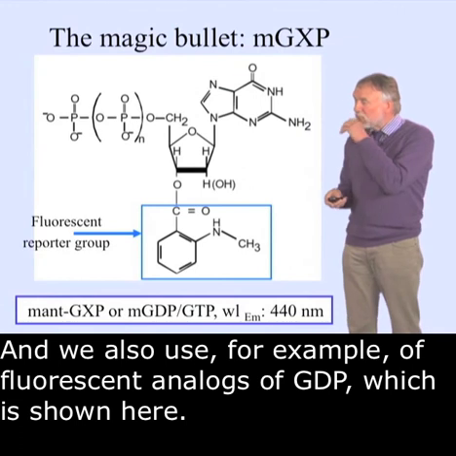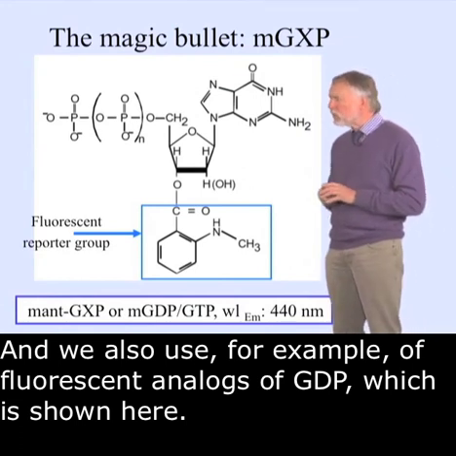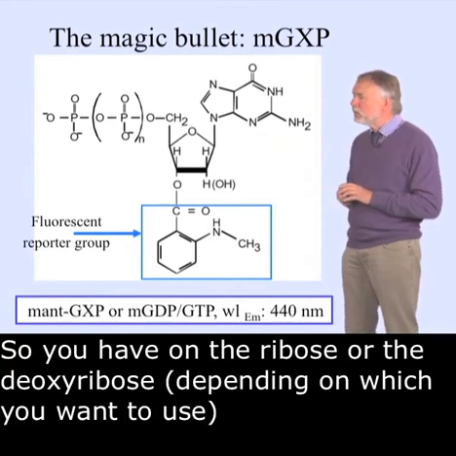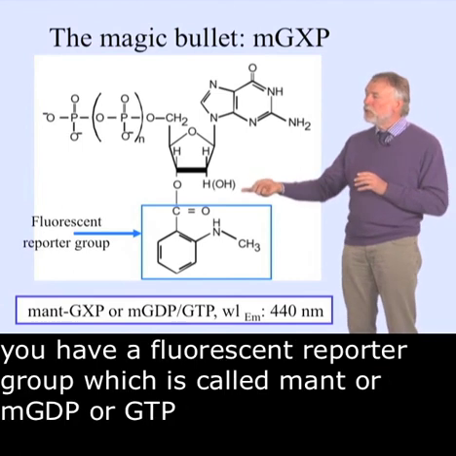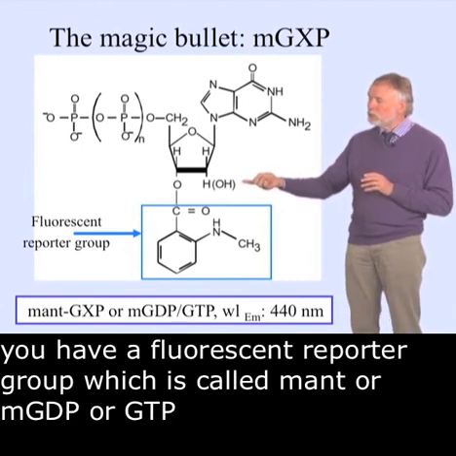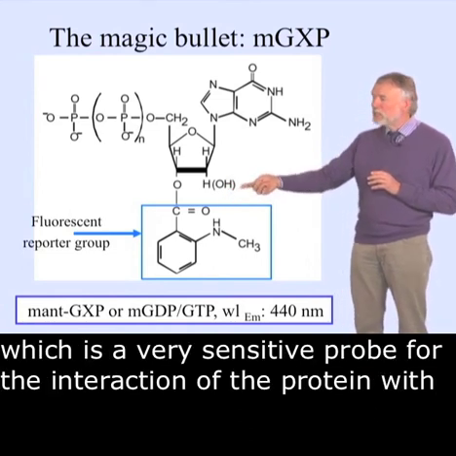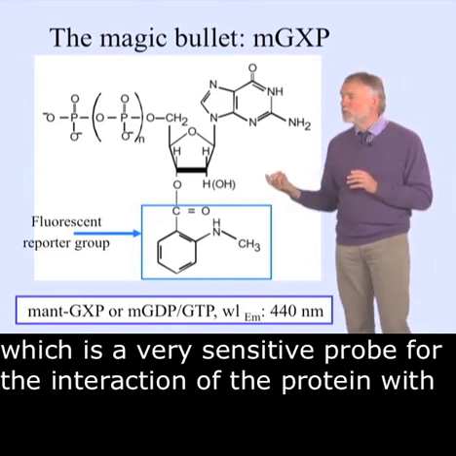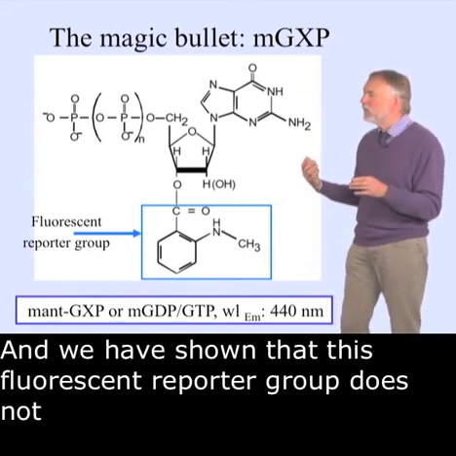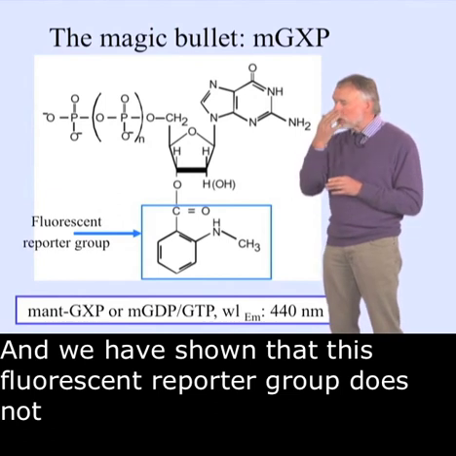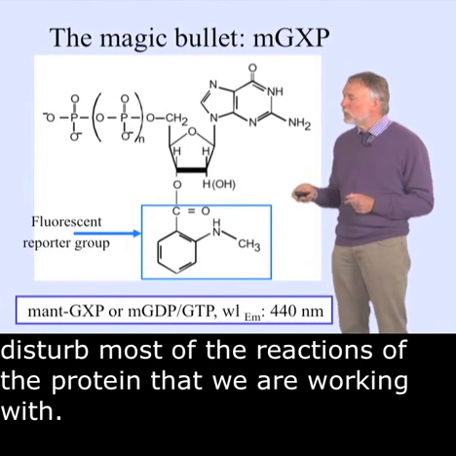And we also use, for example, a lot of fluorescent analog of GDP, which is shown here. On the ribose or the deoxyribose, depending on what you want to use, you have a fluorescent reporter group, which is called mant-GDP or mant-GTP, which is a very sensitive probe for the interaction of the protein with other proteins, with nucleotide itself, and so on. And we have shown that this fluorescent reporter group does not disturb most of the reactions of the protein that we are working with.